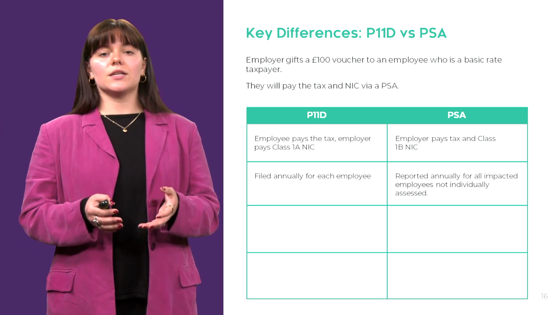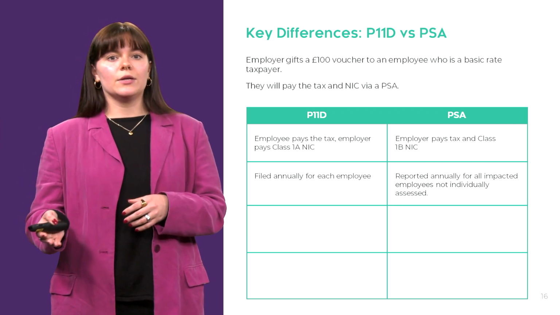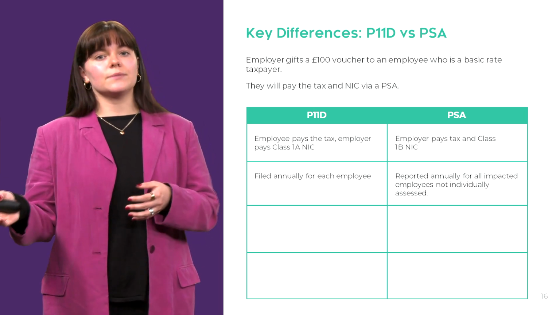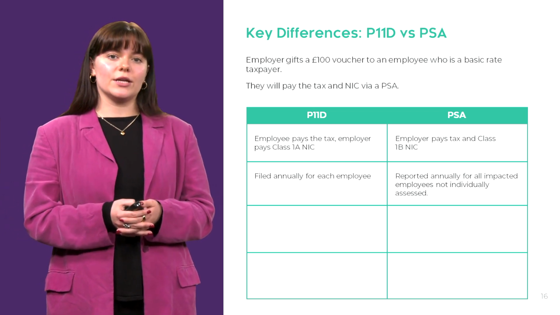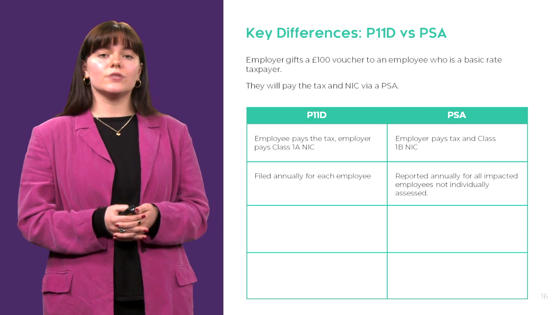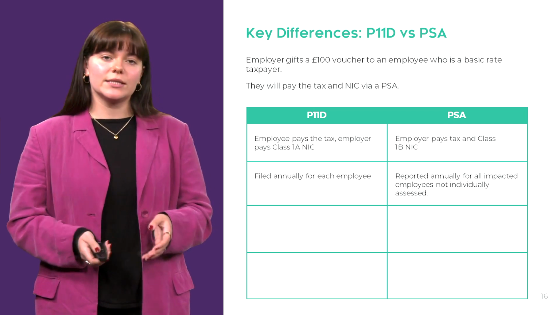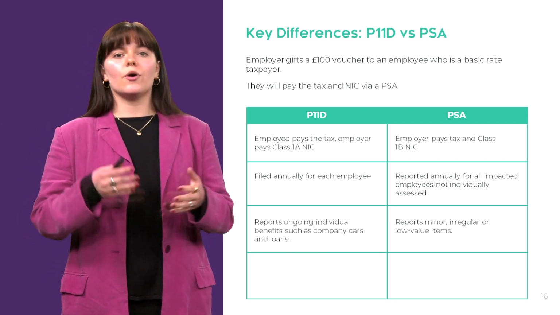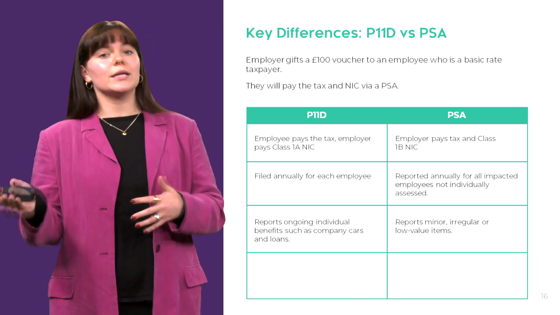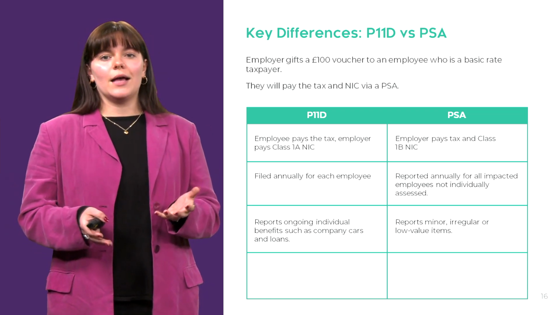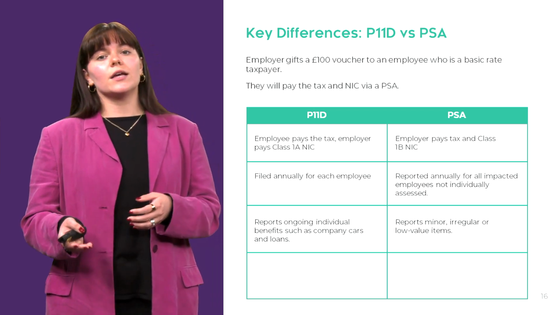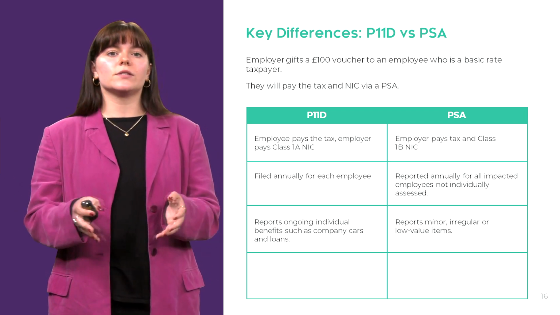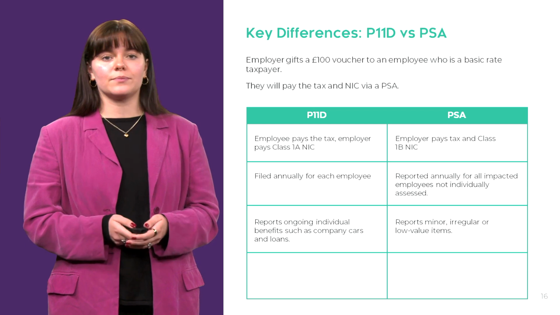Second, P11Ds are filed annually for each individual employee, with the benefit assessed separately for everyone receiving it. On the other hand, a PSA is a single annual return that covers all employees impacted by the agreed terms. It doesn't require individual assessments. Third, P11Ds are used to report ongoing or regular benefits such as company cars or interest-free loans. A PSA, by contrast, is used for irregular, minor, or low-value items, so for example, staff entertaining or small gifts that don't justify individual reporting.